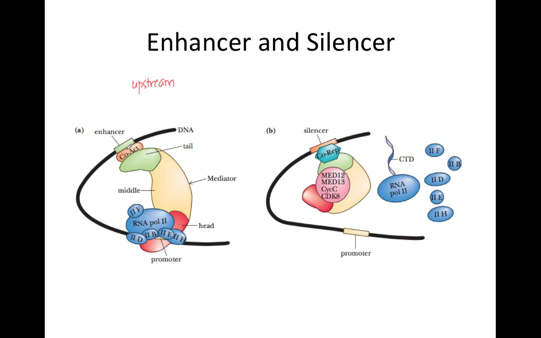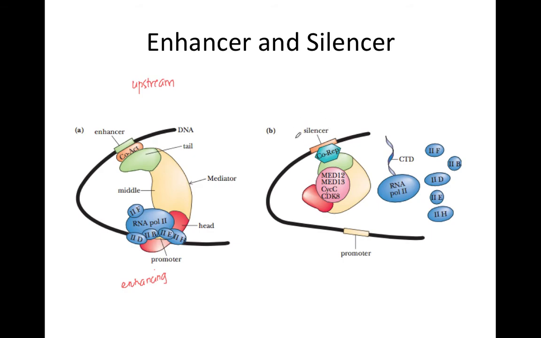So in this example, you have your enhancer here, which is recognized by a protein. This protein has an adapter protein or a mediator protein, which recruits all the transcription factors needed for transcription to occur. Now, because of the presence of this mediator, it makes the transcription factors bind tighter to the promoter, hence enhancing transcription.